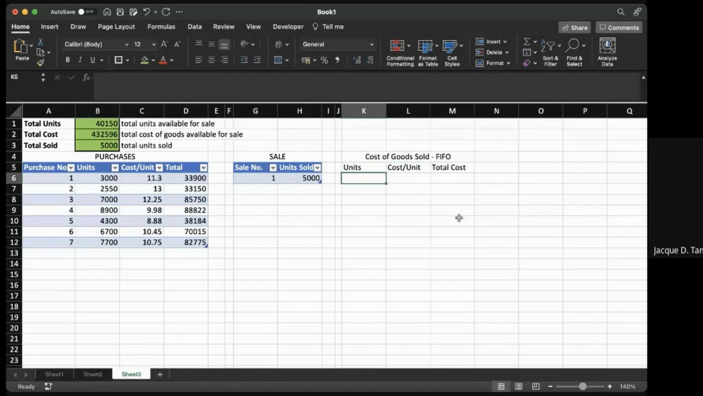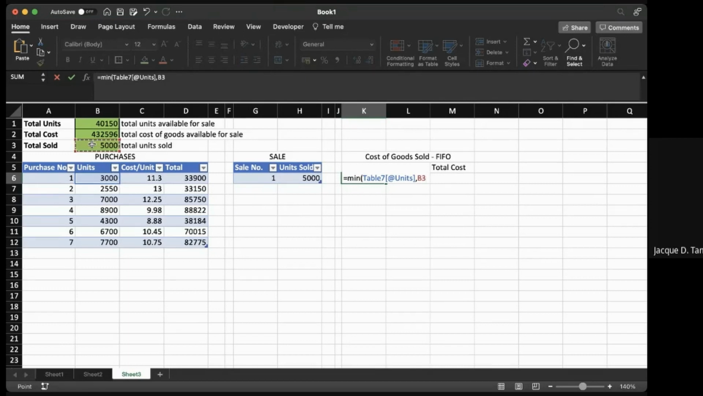So since we're using FIFO, cost of goods sold FIFO, again, what did we say? We will use the mean function. So I have here mean. I will compare the first unit versus the total units sold, less the sum accounted for. So sum of K5 to K5.